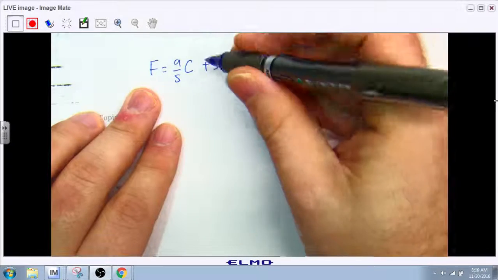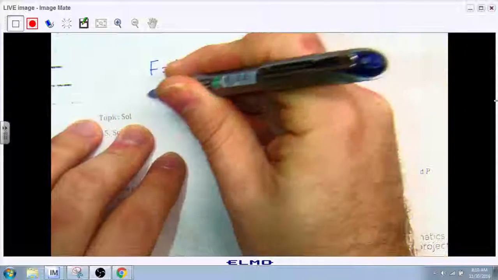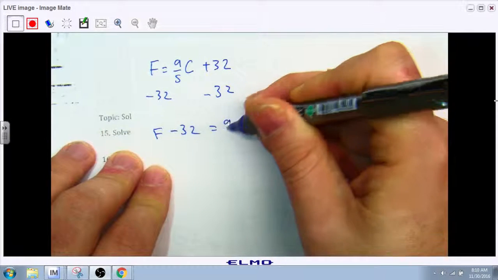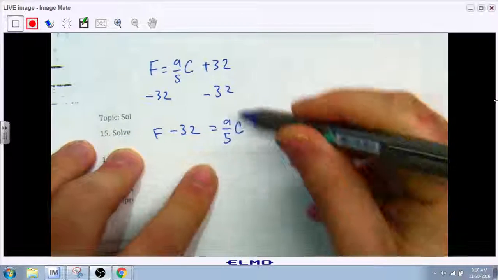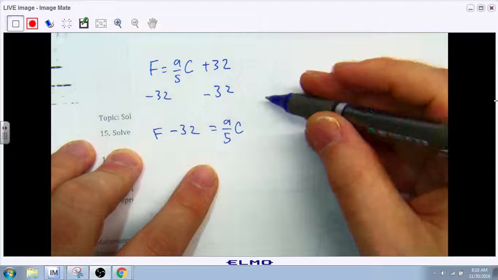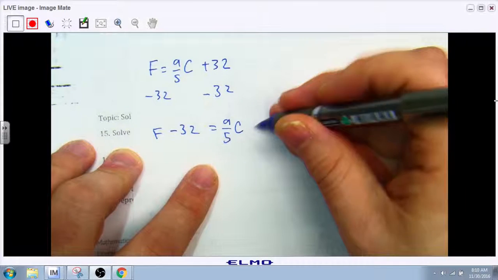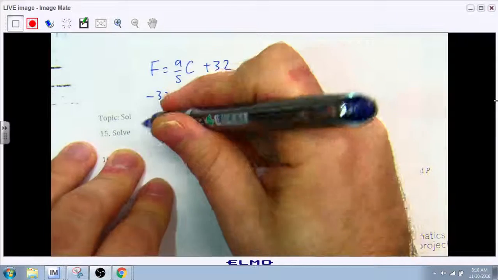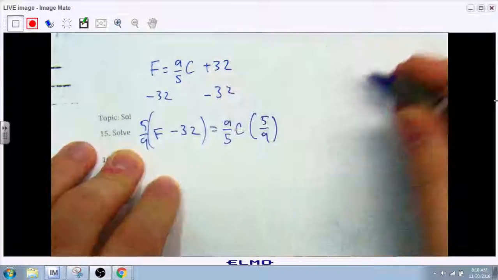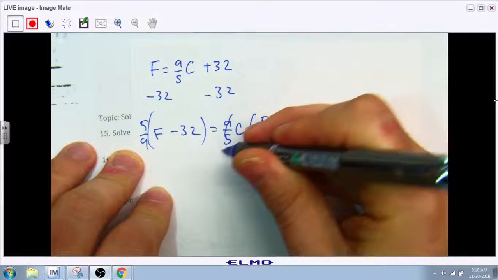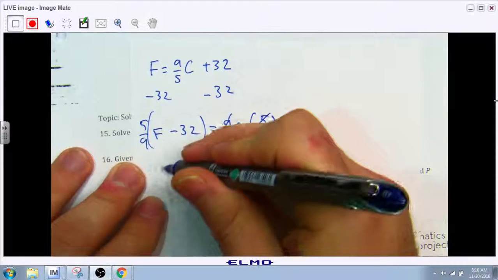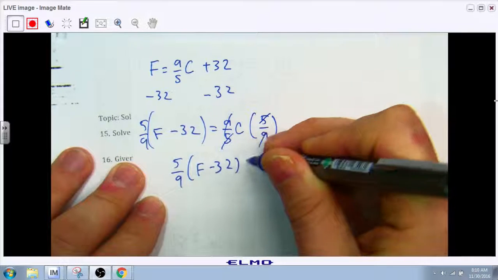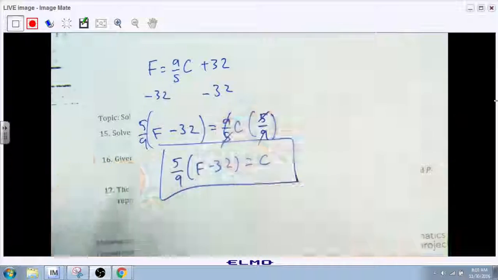So what we're going to do is subtract 32. Subtract 32. I get F minus 32 equals 9/5 of C. I now want to get rid of this 9/5 on the C. So whenever I'm multiplying by a fraction, to undo it, I multiply by the reciprocal. So I'm going to multiply by 5/9. 5/9. And so that 9 and 9 cancel, 5 and 5 cancel, leaving me with 5/9 of F minus 32 equals C. And that will be good enough for our answer.